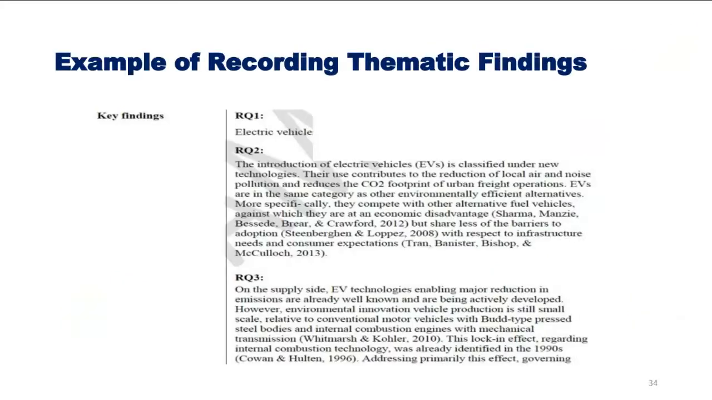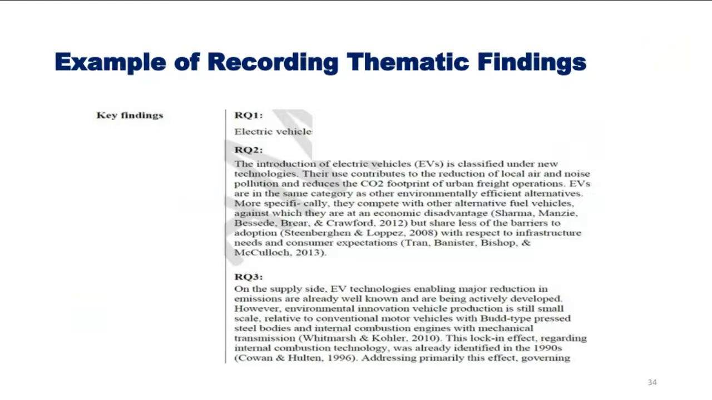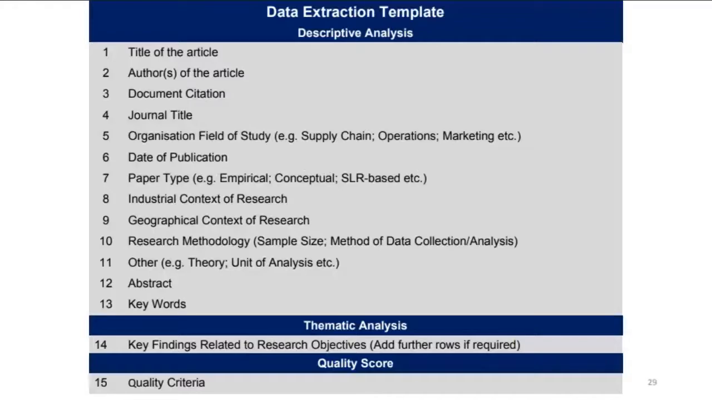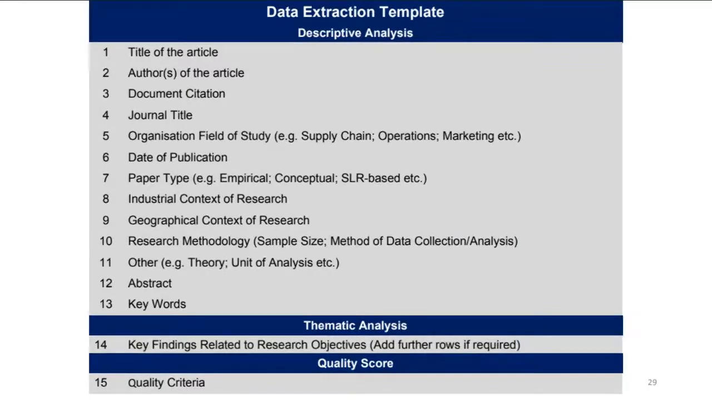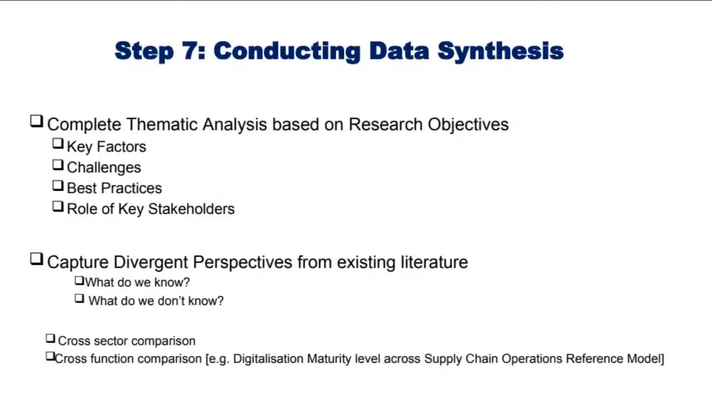And then the second thing is the recording of the thematic findings. I've given you an example here. This is about the last section of the data extraction form, which is useful for conducting thematic analysis. Can you see thematic analysis, section 14, key findings related to research objectives? You can add other rows also. I've just given this to show you.